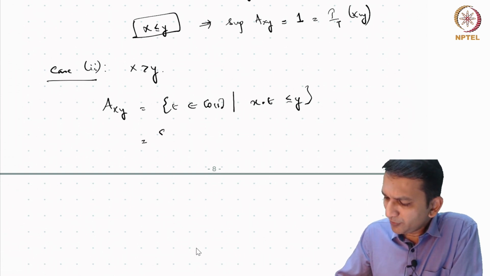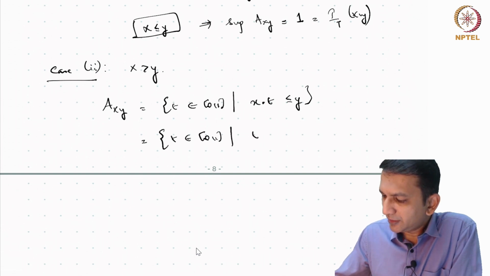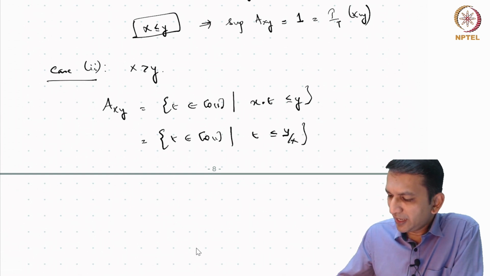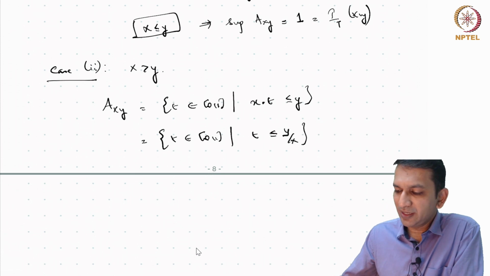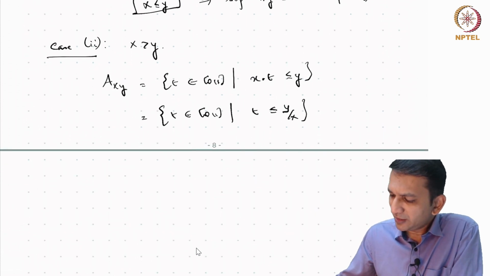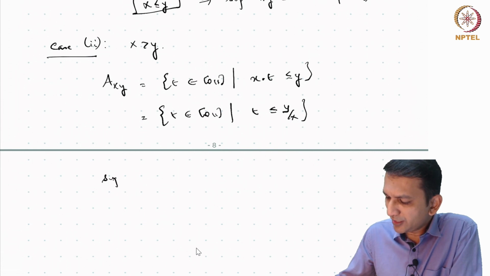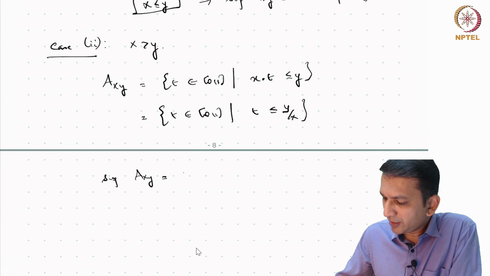This could also be written equivalently as t less than or equal to y by x. Note that x is greater than y, which means y by x, the value it can take, is strictly less than 1, and from here it is clear that the supremum of a_xy is actually equivalent to y by x.